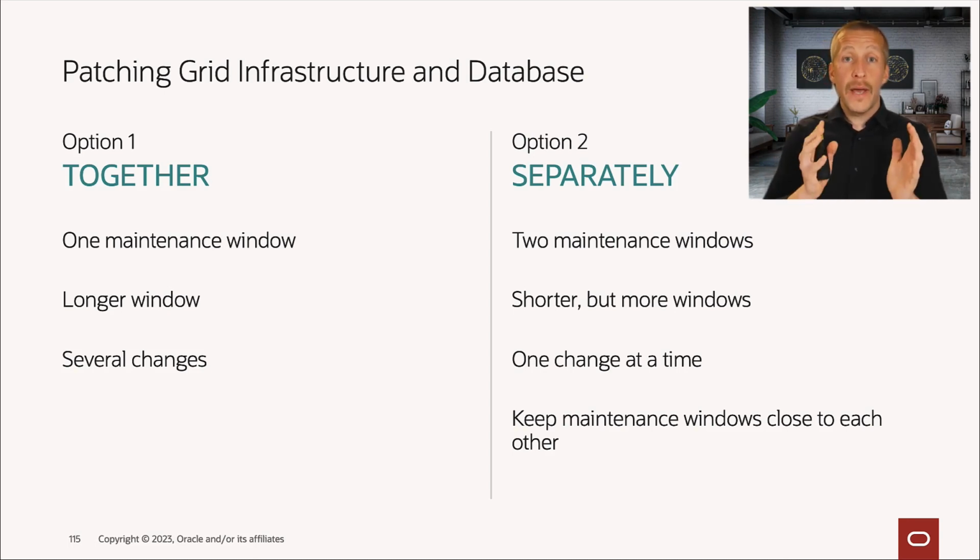If you decide to patch GI and database separately, the two maintenance windows that you arrange for GI and the database, they should be fairly close to each other, like 2 following weekends. Don't patch GI in 1 month and then proceed with the database 3 months later. Keep it fairly tight.